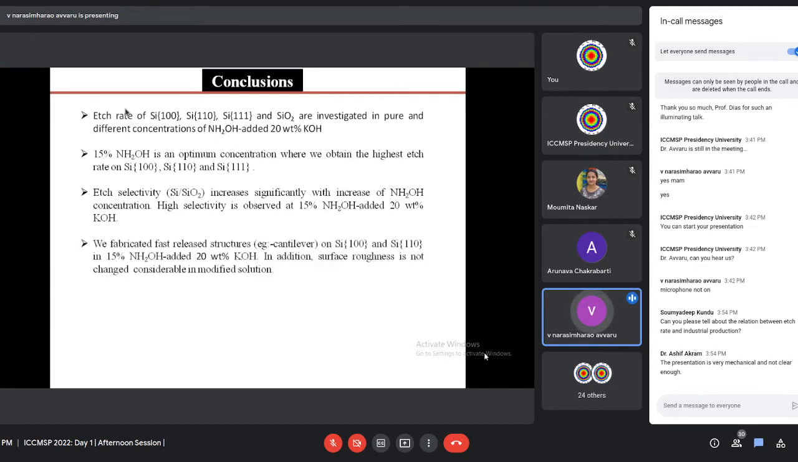We fabricated fast released structures on 100 and 110 in 15% NH2OH added 28% KOH solution. In addition, surface roughness is not changed considerably in the modified solution. Improvement in the etch rate of crystalline silicon in the modified solution follows similarly at different temperatures.